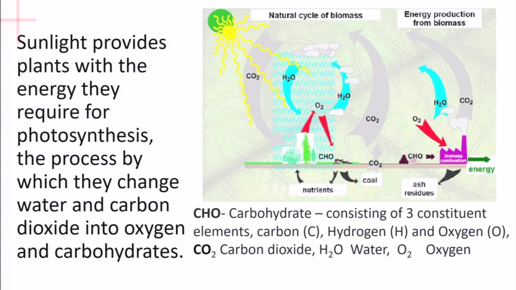Sunlight provides the plant with the energy that is required for photosynthesis, and they change the water and carbon dioxide into oxygen and carbohydrates. As shown in the figure, on the left hand side we see the natural cycle of biomass, while on the right hand side we see energy production from biomass. Biomass is a renewable source of energy and it is a readily available form of energy, since wastes are always there with us, and from these wastes energy can be generated.